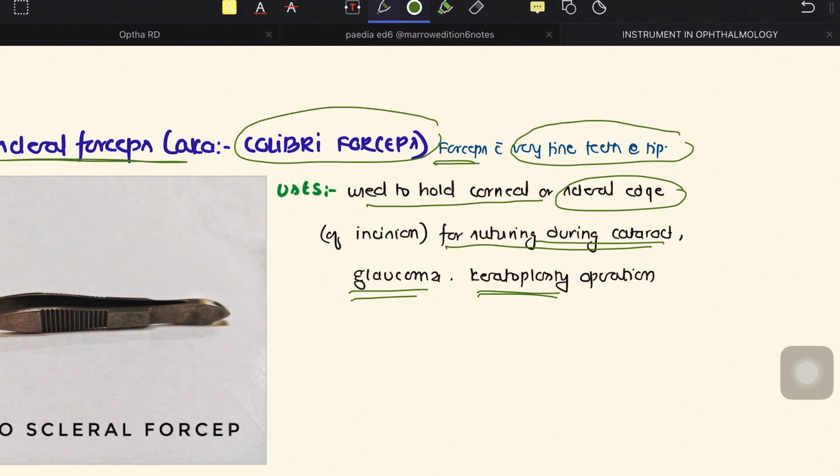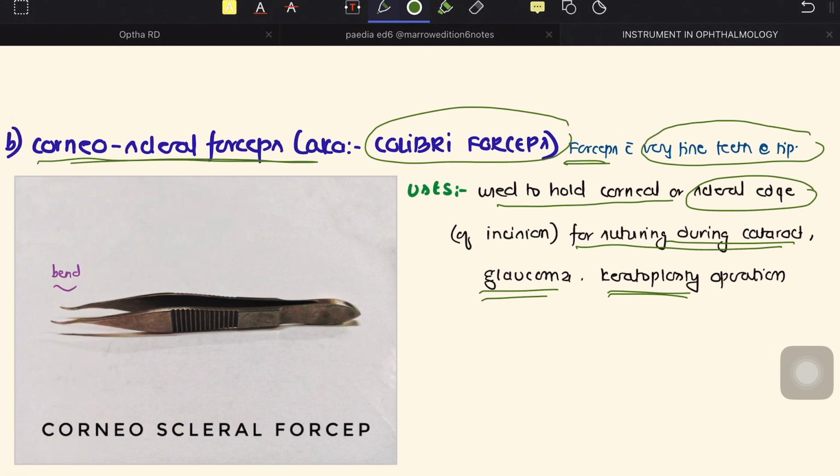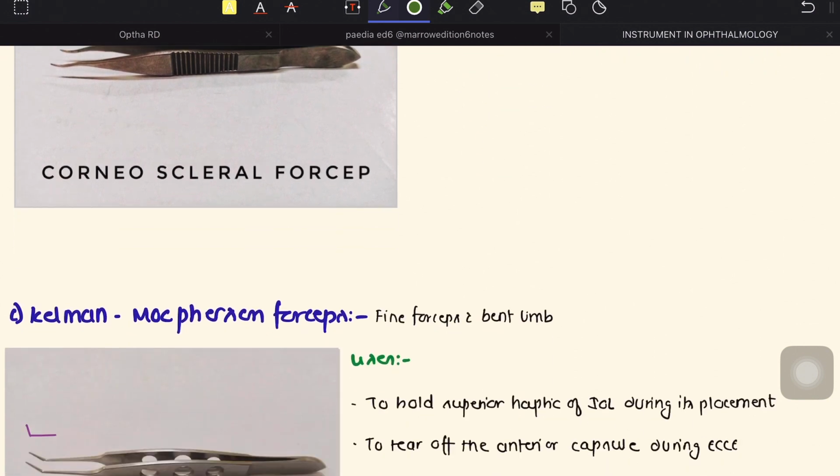So colibri forceps is a forceps having very fine teeth at the tip. We can identify it by the bend present at the tip. It is used to hold the cornea and scleral edge of incision for suturing during cataract surgery, glaucoma surgery, and keratoplasty operation.